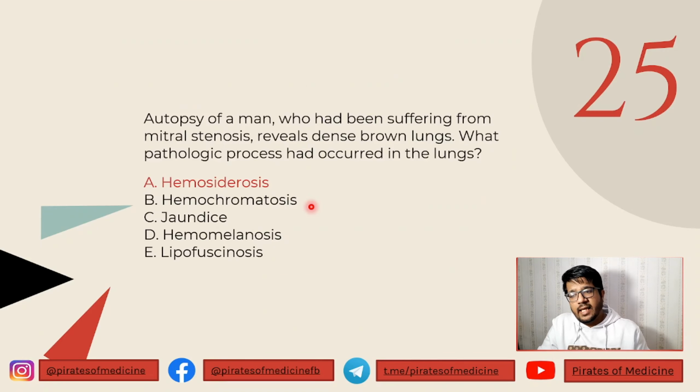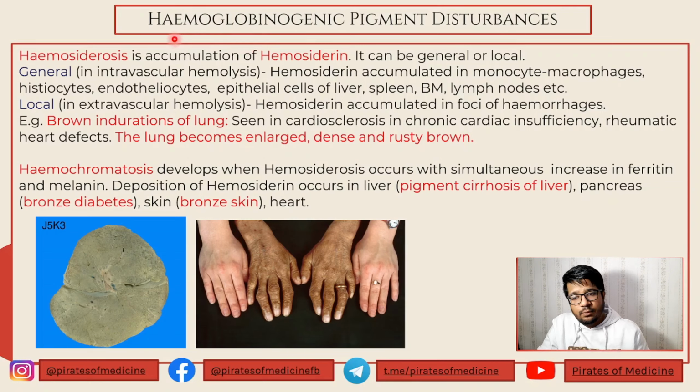So 25th is again autopsy of a man who had been suffering from mitral stenosis revealed dense brown lungs. What pathological process had occurred in the lungs? Now, as you can see, there are certain hemoglobinogenic pigment disturbances. Among that, the most important is hemosiderosis. Hemosiderosis is the accumulation of a blood pigment called hemosiderin. Now, this hemosiderin accumulation can be general or it can be local.